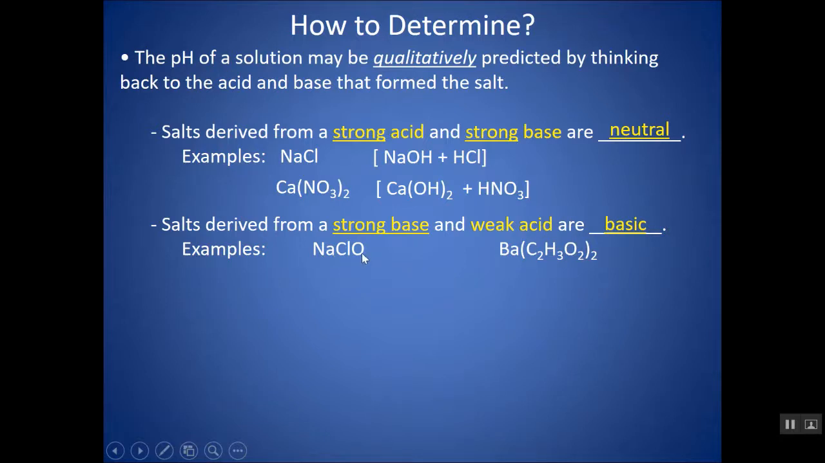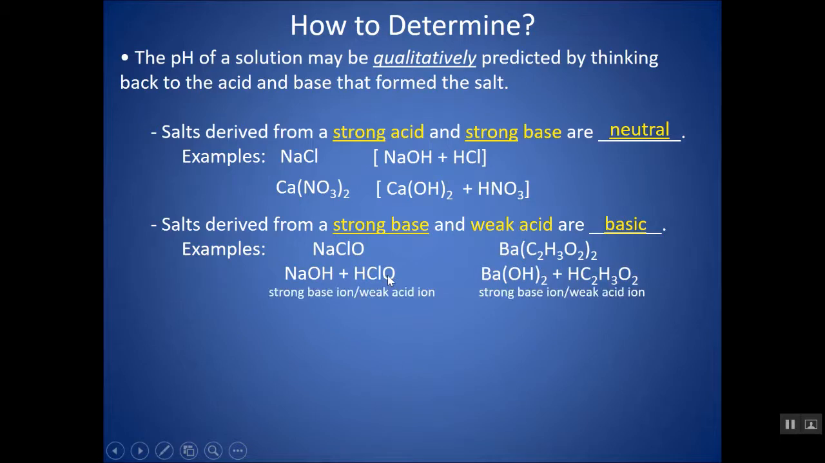Something like NaClO: what acid and base combine to make that? That would be coming from NaOH, which is a strong base, and ClO minus would come from HClO. Oh, wait a minute, that is a weak acid. So it's the hypochlorite ion, ClO minus, that can function in solution as a base because it's the conjugate of something weak. So it's the ClO minus which is going to make the solution have a basic pH, or a pH greater than 7 at 25 degrees Celsius. If you look at this example here, this Ba came from barium hydroxide, which is a strong base. This acetate ion came from acetic acid, which is a weak acid. So this acetate ion can function as a base in solution because it's the conjugate of something weak.